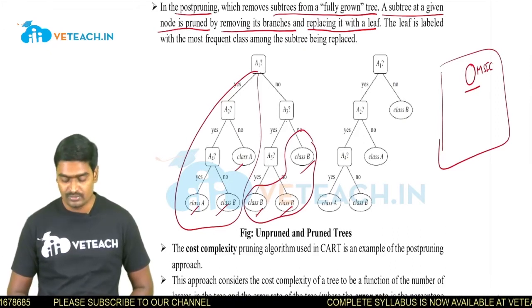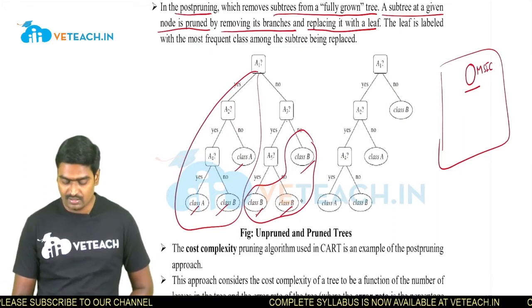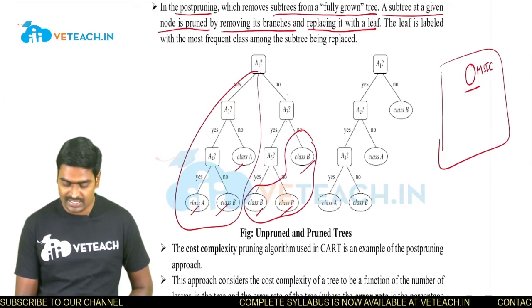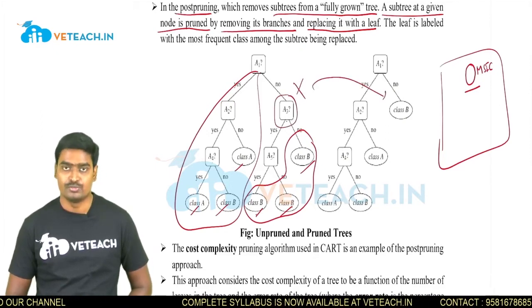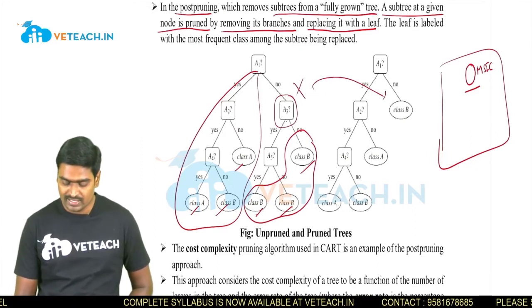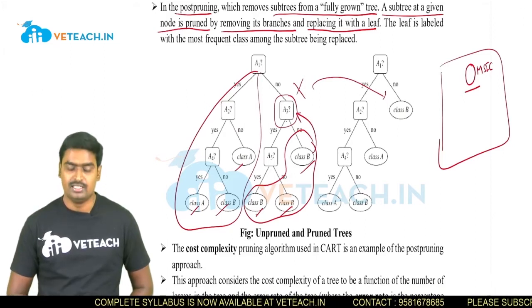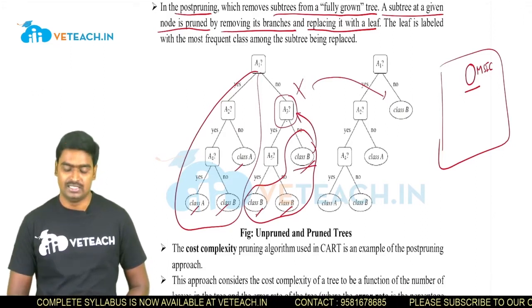So now I would like to prune class B. So what is the node we have to apply here? The A3 is pruned. After completion of this post prune, the A3 is pruned. So whenever the A3 is pruned, we can replace it with the leaf node. What is the leaf node of this? Class B is replaced with the A3.